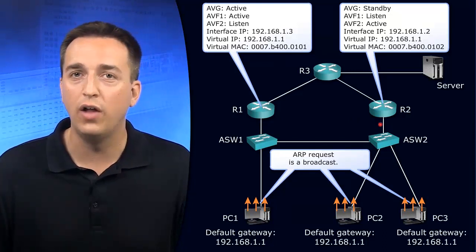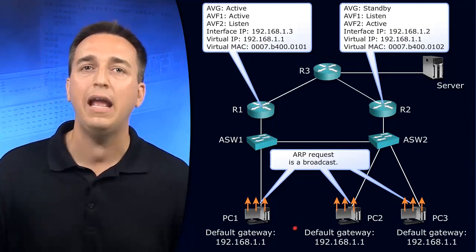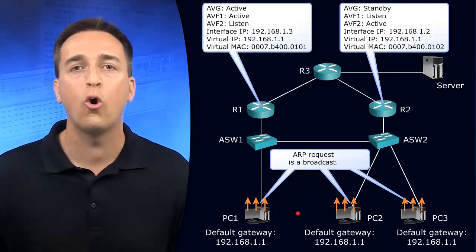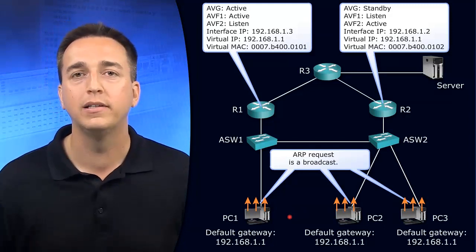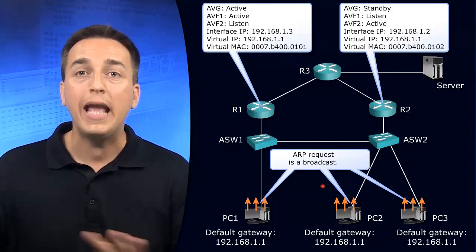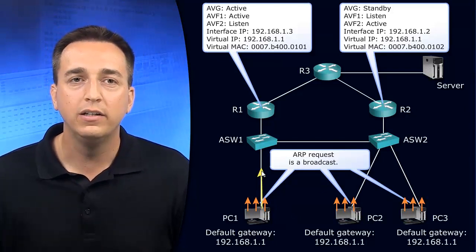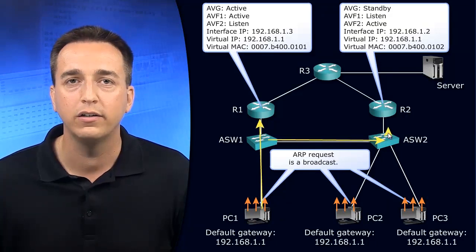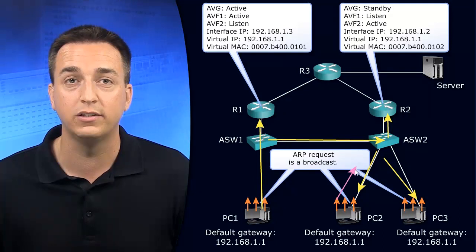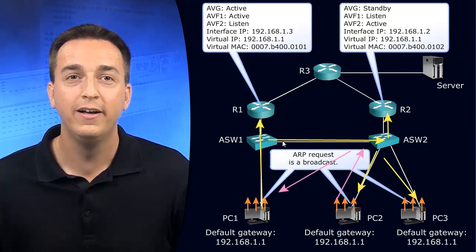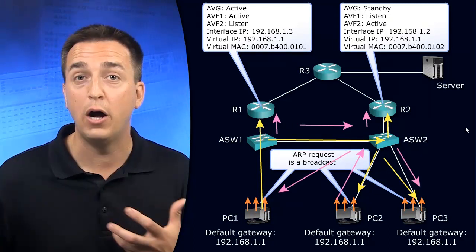Now, our clients have been configured with 192.168.1.1 as their default gateway, which is the virtual IP address for this GLBP group. So they send out their ARP request. It's a broadcast, so it's going everywhere within this layer 2 topology. They're going out here, across here, up here, down here. And what about these clients? It's going up here, going here, going here. The ARP's going absolutely everywhere throughout the topology.